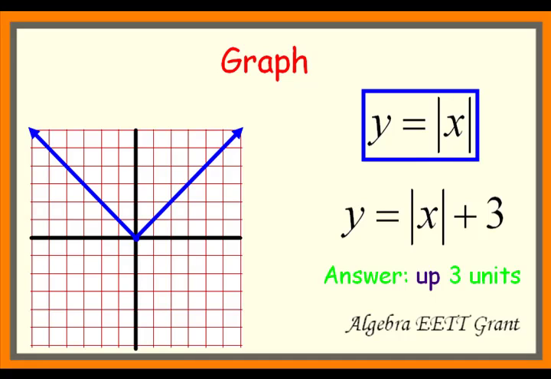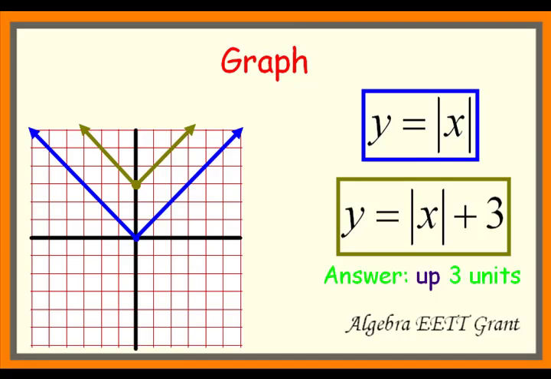Now let's graph that new equation. Now this time, because we've shifted the graph up 3 units, instead of starting at 0, 0, we're now going to start at 0, 3. But besides that, it's still an absolute value equation. It's still going to be a V. So what does it look like? Well, something like this. So you'll notice both of these graphs look identical. The only difference is our new graph has been shifted up 3 units.